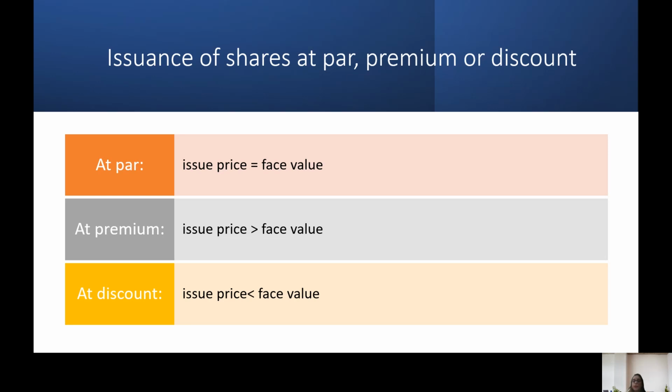Let me give you an example for this. Suppose the face value is rupees 10. So if the company has issued the shares at rupees 10 only, then it is issued at par. But when a company has issued shares for rupees 12, then it has been issued at a premium. But if suppose a company has issued shares at rupees 9, then the company has issued it at a discount. Got it?